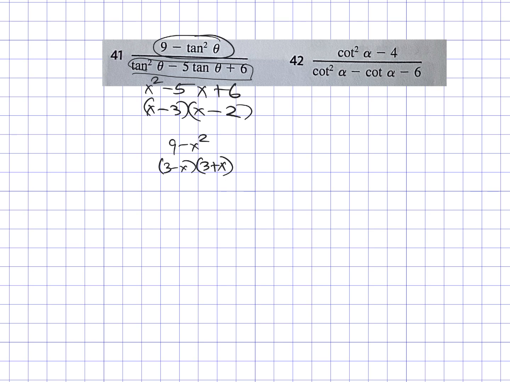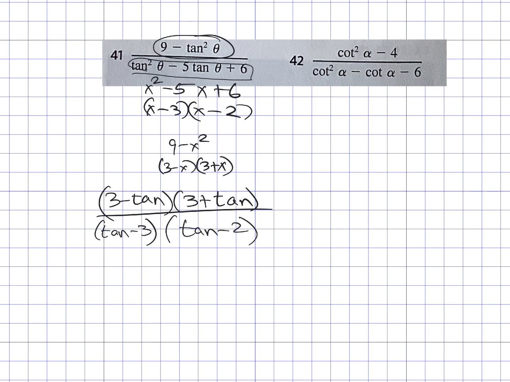All right, so if we put tangent back in for x and rewrite this, we get 3 minus the tangent, 3 plus the tangent. This is in your numerator. On the bottom, you have the tangent minus 3 and the tangent minus 2. So you look at that and say, well, nothing cancels out. Like, no, nothing cancels out, except I can take a negative out of this, and if I took a negative 1 out, that would change the tangent to a negative and the 3 to a positive. And therefore, those would be canceled out or reduced out.